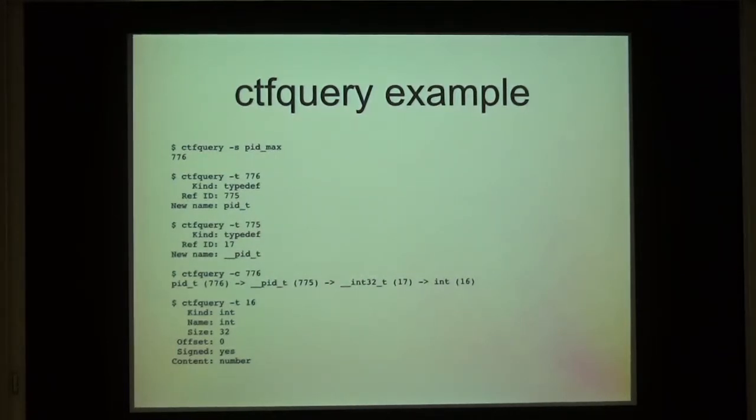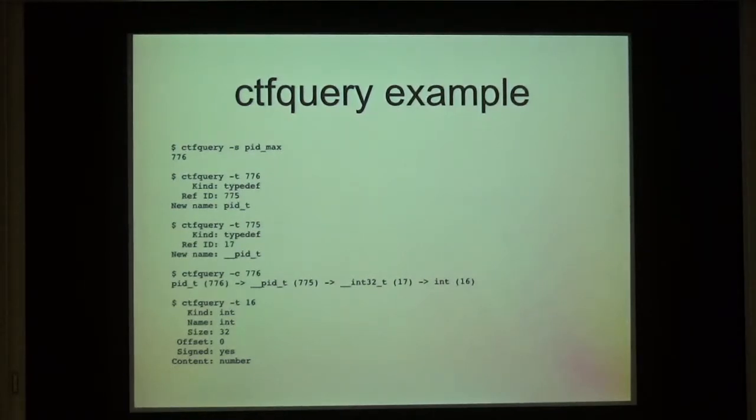Yes? I have a question on that. Does ctfquery work with a string to find the ultimate type? So you had to do this thing where you got 776, then 775, and then -c 776 to get the final value. Is there a way to say, given a string, give me all of that in one shot? Can you repeat the question? To find out that a pid_t is an __int32_t is an int, you had to run four commands.